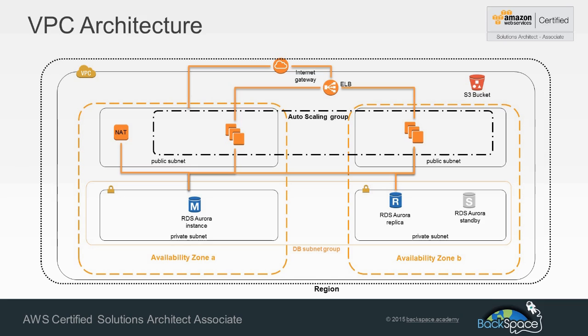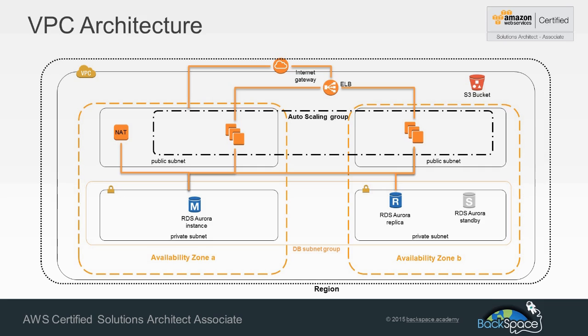multi-AZ. So we're going to have an RDS Aurora standby instance there, and we're also going to create an RDS Aurora replica to take some of the read load off our RDS master database. To allow those databases to get updates through to the internet, we're going to have a NAT instance there. And that NAT instance will connect up through to an internet gateway to allow that to happen.